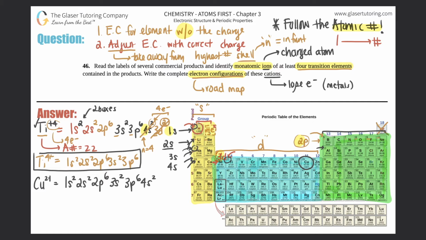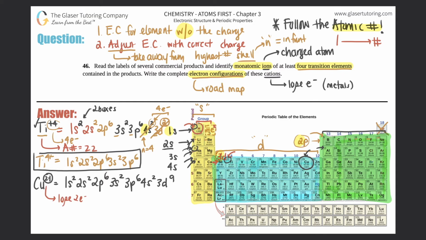And now you want to get over here, so you go a little bit farther than what you had here. So how many boxes do we have to pass? 1, 2, 3, 4, 5, 6, 7, 8, 9. So that would be 3d9. Now we take into consideration the charge. You need to lose 2 electrons.